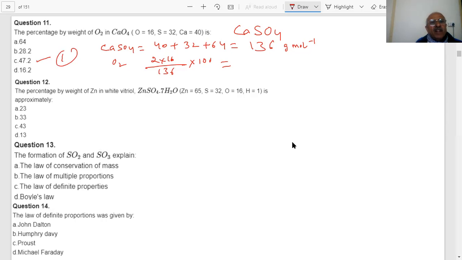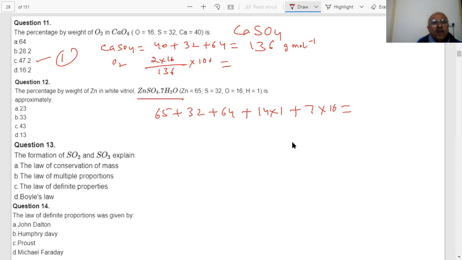The percentage by weight of Zn in white vitriol approximately is. So we have to calculate the molecular mass of this ZnSO4 7H2O. How much is it coming? Zn, how much is Zn? 65, sulfur 32, and oxygen 64, plus 7H2O, 14 into 1 H, and 7 oxygen, 7 into 16.